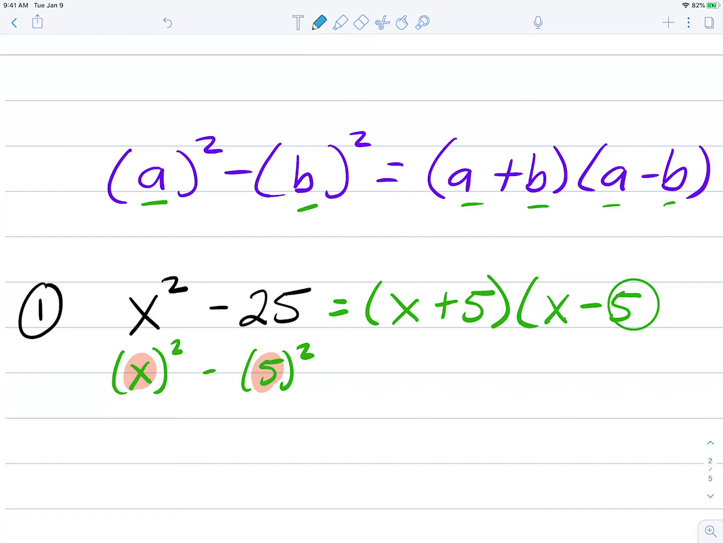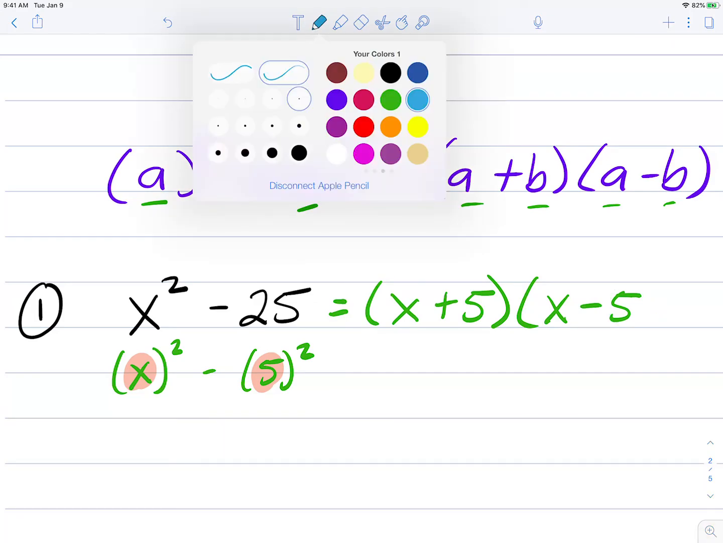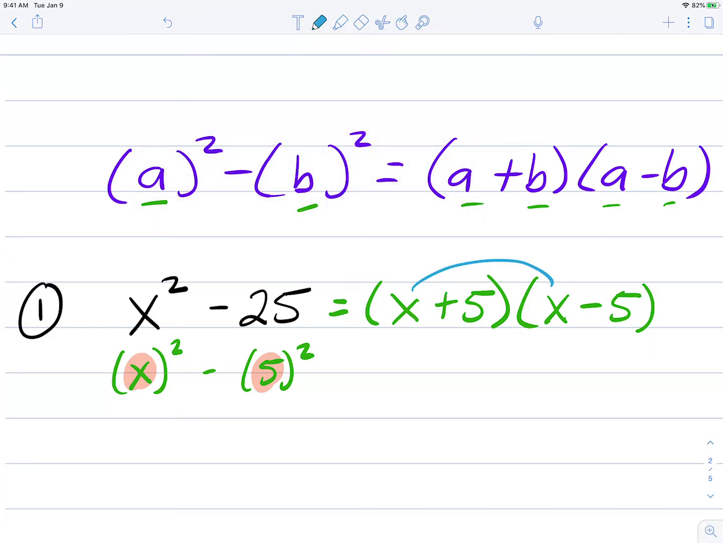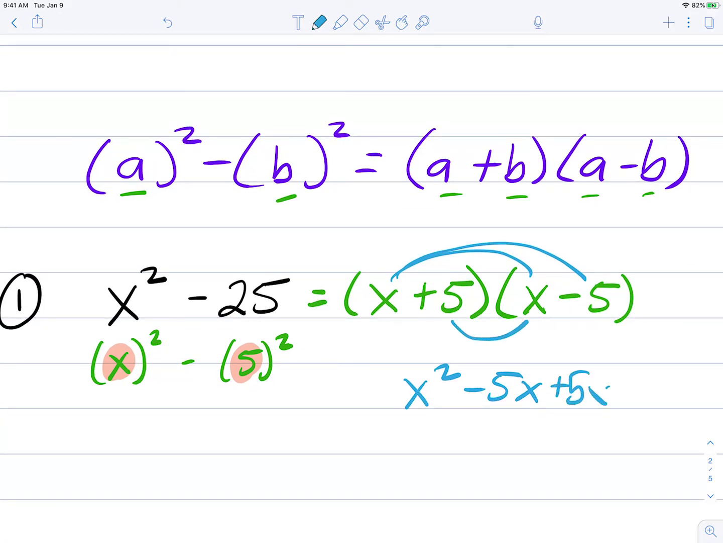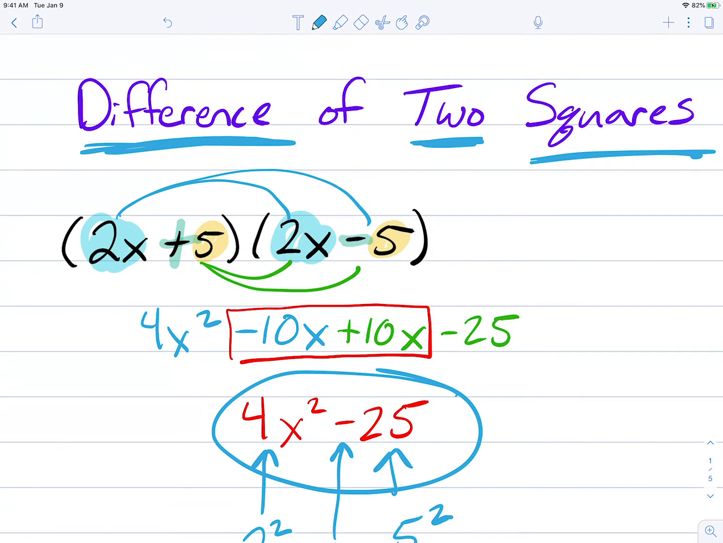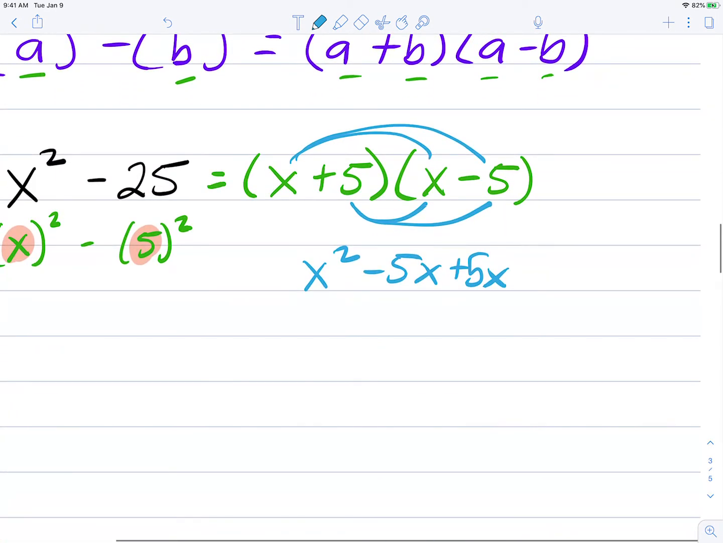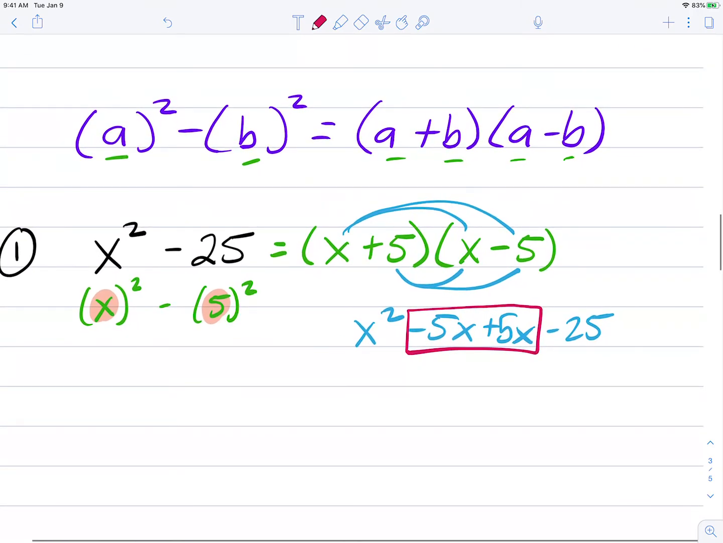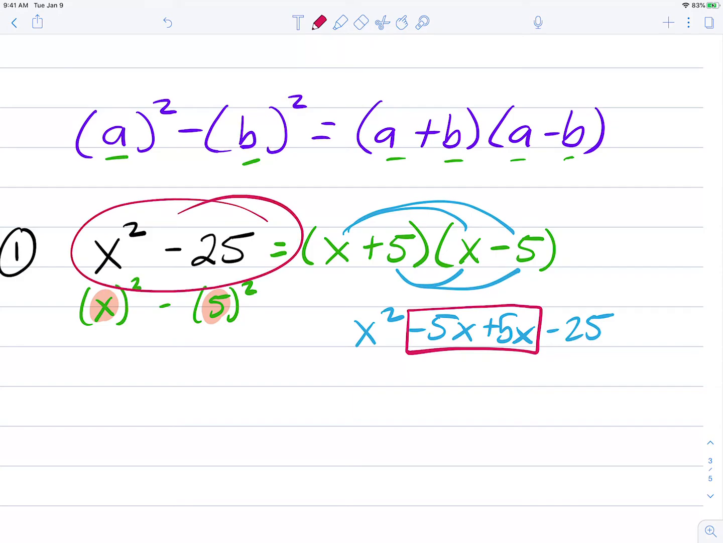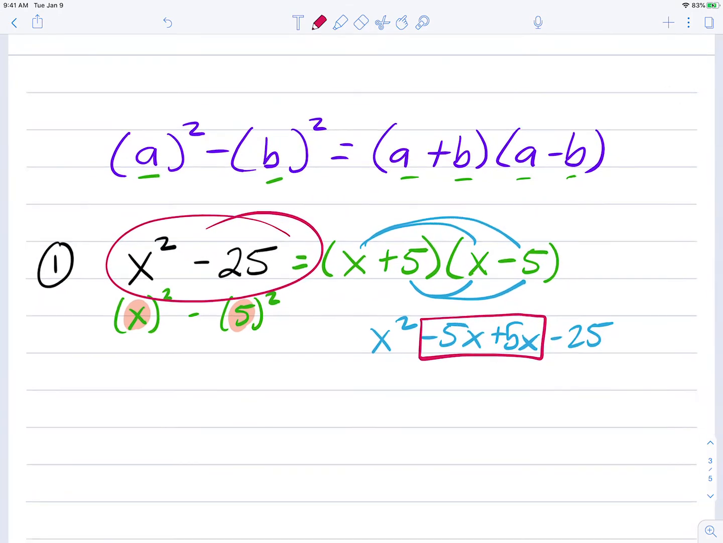Now, if I was just to double check that really carefully, if I were to check that really quickly, x times x is x squared, x times negative 5 is negative 5x, 5 times x is a positive 5x, and 5 times negative 5 is, whoops, my iPad is having a life of its own right now, negative 25. Our middle terms add to 0, which is exactly what happens in a difference of two squares, and what we would get is exactly what the original problem was. So let's try another one.